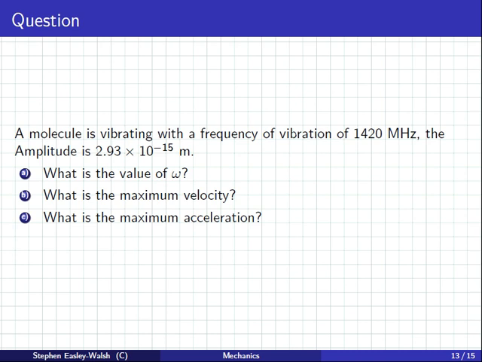Now, did you get the omega? But the next part's a little bit hard. The maximum velocity. Has anyone got any ideas how to get that?